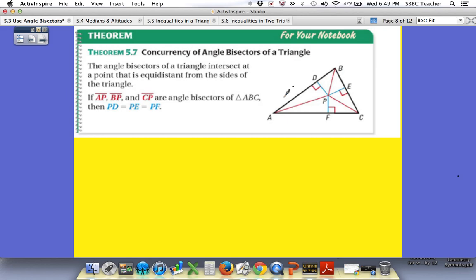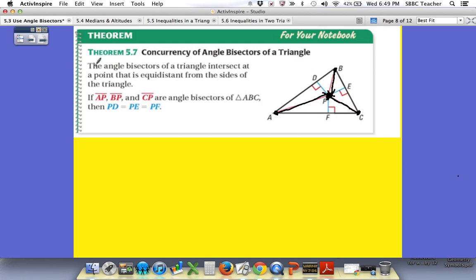So let's look at this triangle here. This is triangle A, B, C. This line here is an angle bisector. And this over here is an angle bisector. And this line over here is an angle bisector. The 3 angle bisectors meet here. That is a point of concurrency.